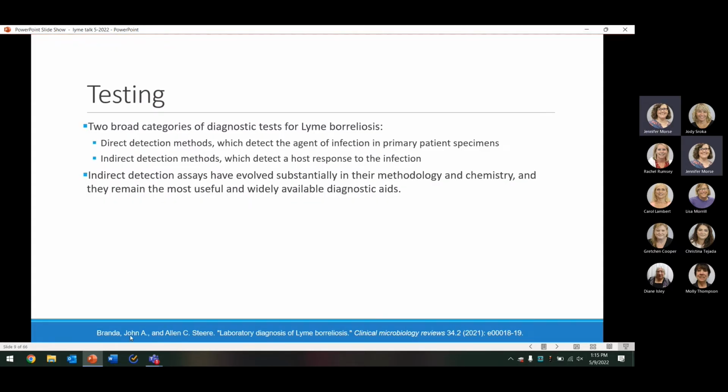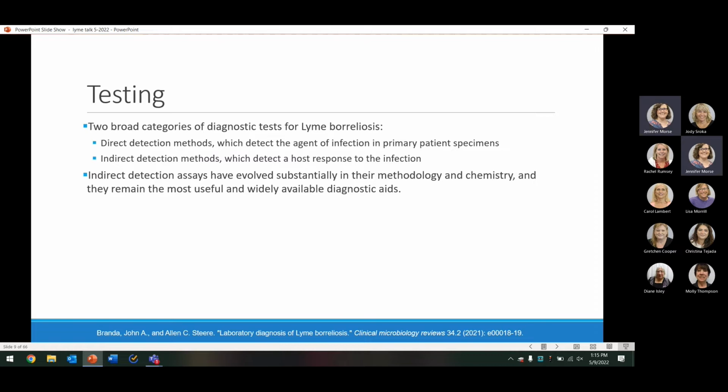This information is from another really good resource, which is from the Clinical Microbiology Reviews and goes over the laboratory diagnosis of Lyme disease. And this is another one that's from really recent, 2021. So basically, there's 2 broad categories of testing for Lyme. It's the direct method, which you're actually looking for the bacteria itself. And as I mentioned before, you rarely ever see those. Those are really hard to collect, and it's really hard to culture that organism and to get any positive PCR tests.